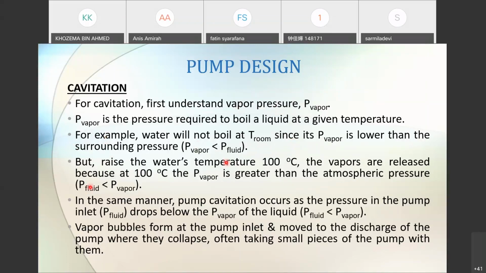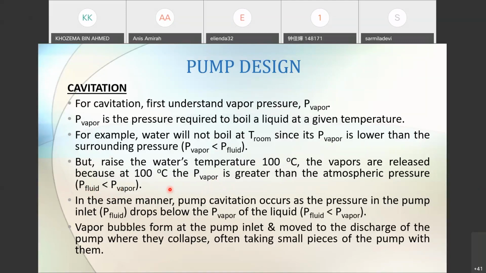Now, if you raise the water temperature to 100 degrees Celsius, the vapor is released because at 100 degrees Celsius, the vapor pressure is greater than the fluid pressure. So here you can see that the vapor pressure is higher. That is why your water will only evaporate if the vapor pressure is higher than the surrounding pressure. In the same manner, that is how we define cavitation in a pump.